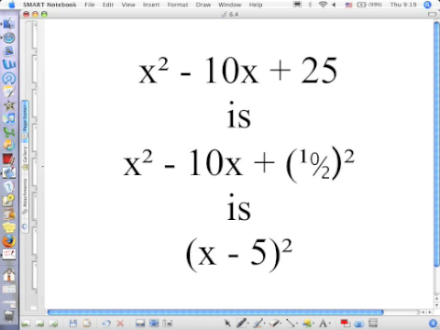This one, 5. 5 squared, 5 times 2. But notice this time it's x minus 5. Why is it minus? Okay. Because of that right there. Get that down real quick. These are just examples so that you can go back and look at them and follow through.